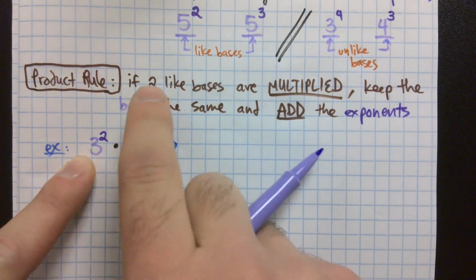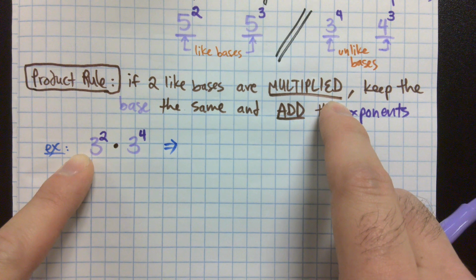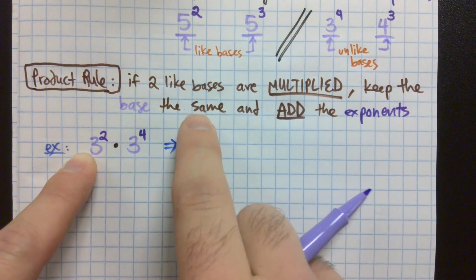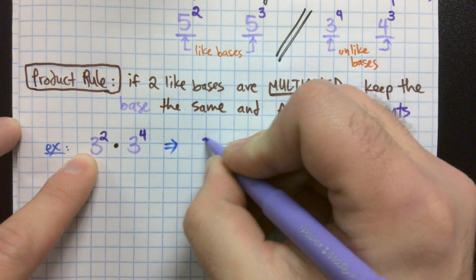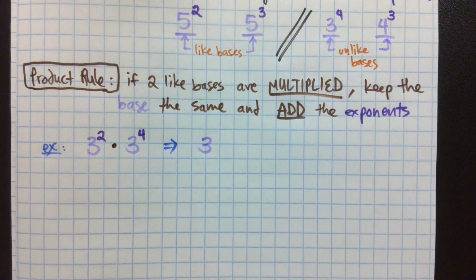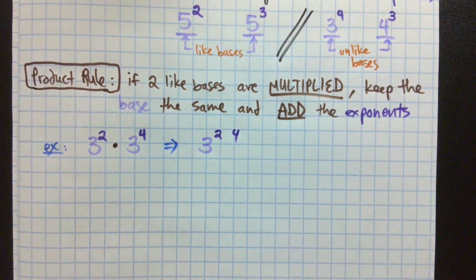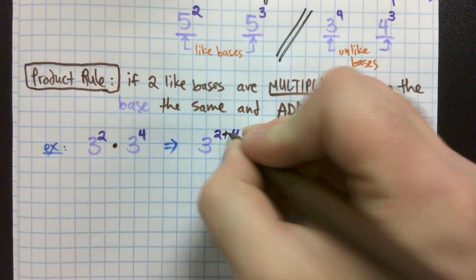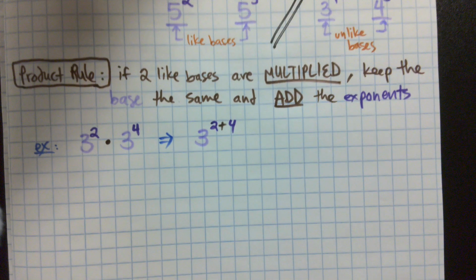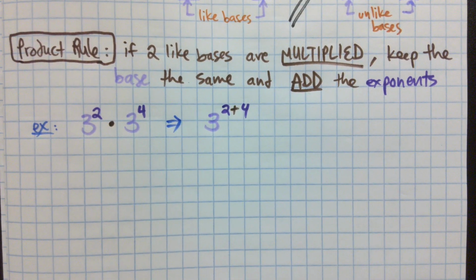So according to this rule, if two like bases are multiplied, we keep the base the same. All right, well, that means we're going to have 3. But what are we going to do with our 2 and our 4? We're going to add them together. 2 plus 4. That's my new exponent. Take a look at what we did there. We only have one base now. The bases were alike, so we combined them to just be 1.